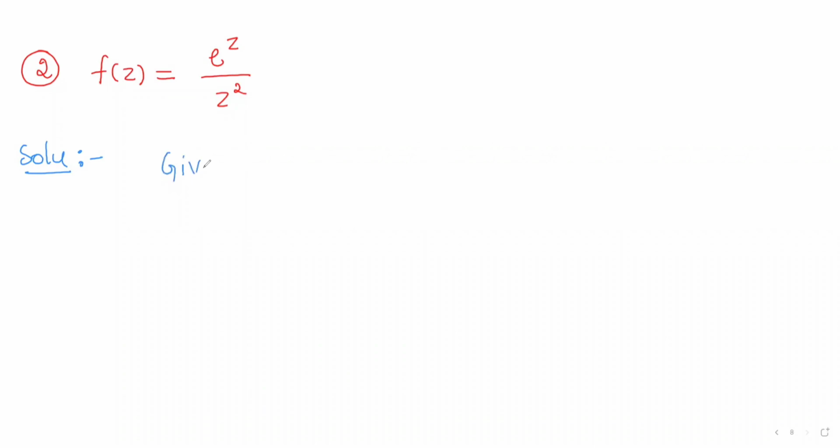Next problem. Given f(z) = e^z / z^2. Note that whenever the denominator becomes 0, the function tends to infinity. Hence the zeros of the denominator function are nothing but the poles of f(z). So note that z^2 will be equal to 0 if and only if z = 0.